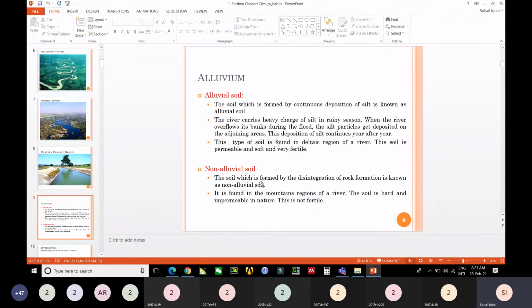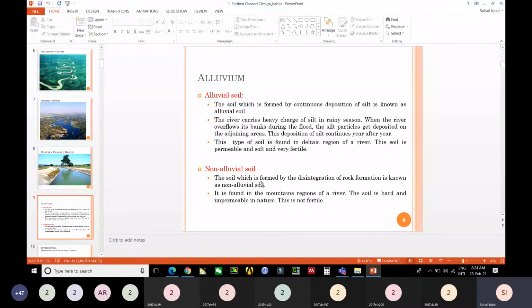In alluvial soil, naturally different crops can grow on it. People mostly live in flood plain areas, so when floods come, after the flood the fertility of the land enhances. So alluvial soil is most important from the fertility point of view, and non-alluvial soil is mostly available in the hilly areas and is not favorable from the productive point of view.